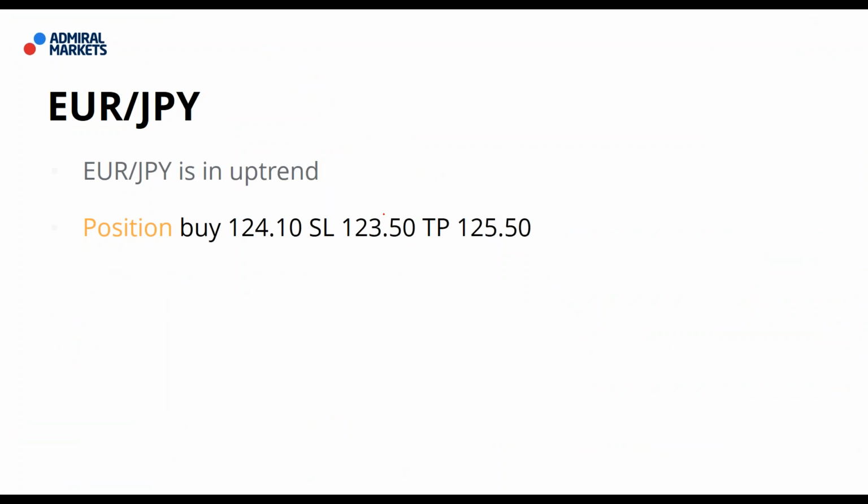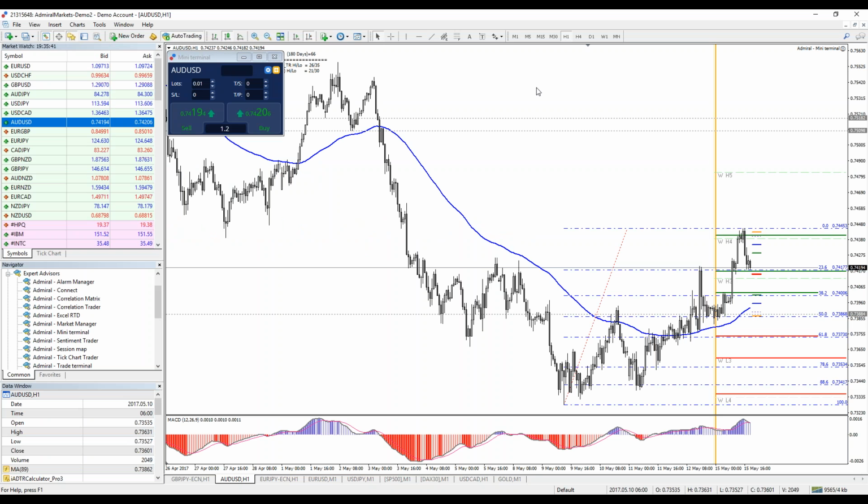Now we have euro yen, uptrend, positional buy 124.10. Stop loss is 123.50. TP is 125.50. So we are going with rounded numbers, right? Usually the price, how banks and institutions trade, they like and they prefer those rounded numbers.